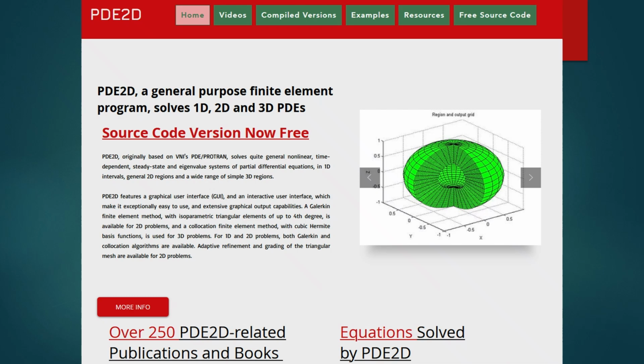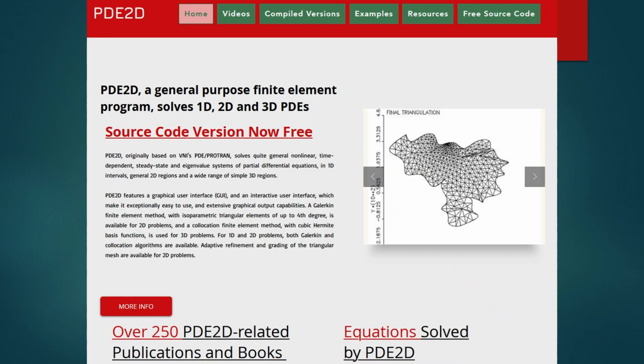PDE-2D is a partial differential equation solver that was developed by Granville Sewell of the University of Texas El Paso over a period of nearly 50 years. Despite the name, PDE-2D actually solves problems in 1D intervals, completely general 2D regions with curved boundaries, and a wide range of simple 3D regions.